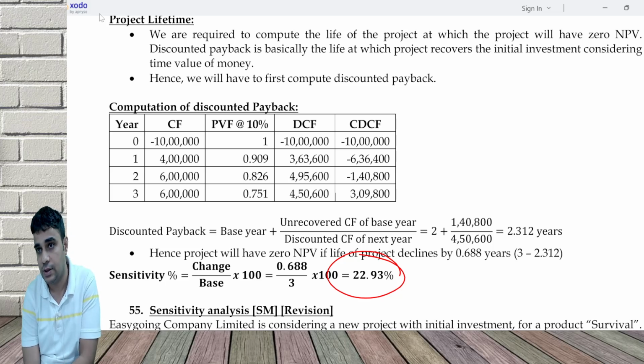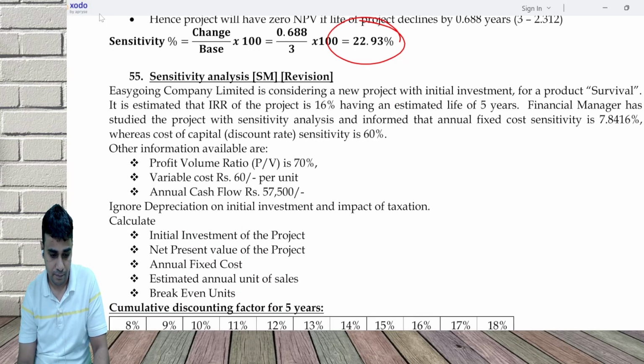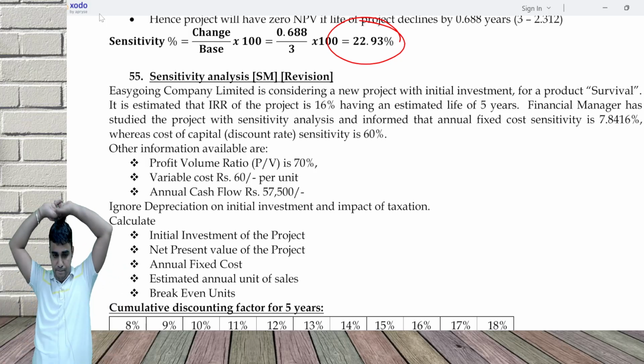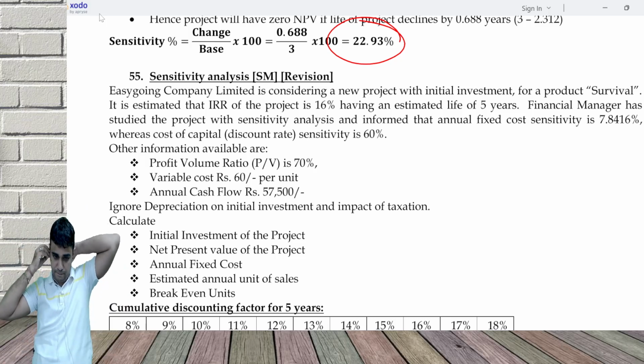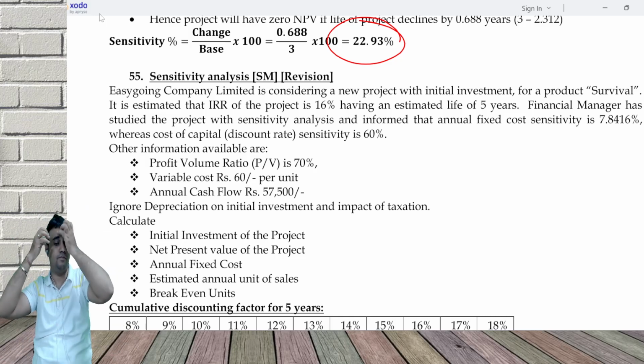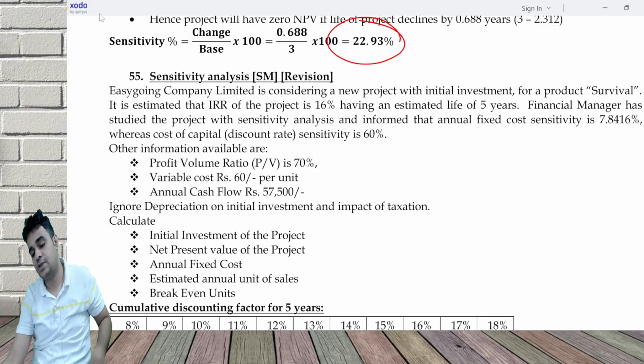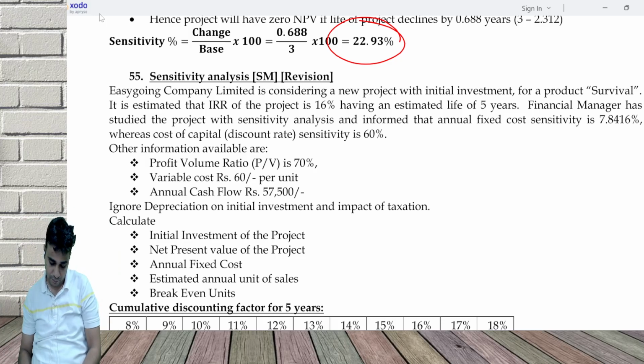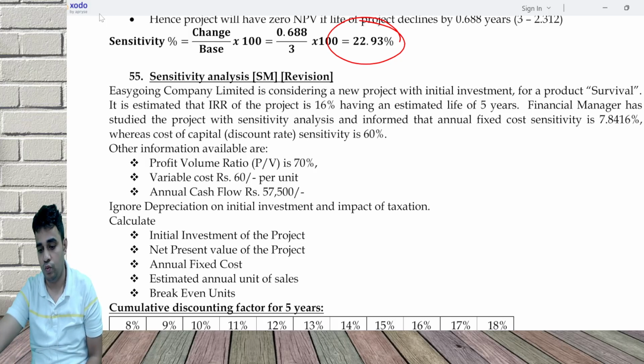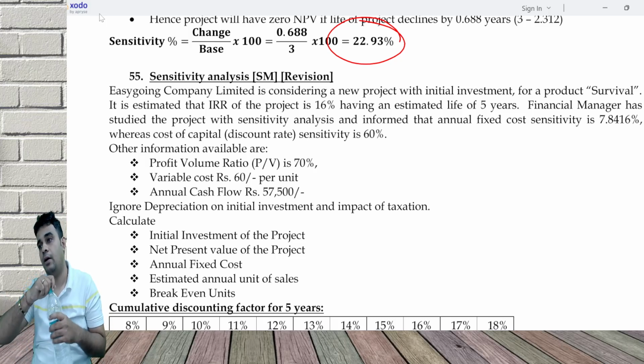Any doubts on this part? Clear? Go through 55. Reverse working, good problem. No. Sensitivity normally means the okay, question. Yeah, correct. Sorry.